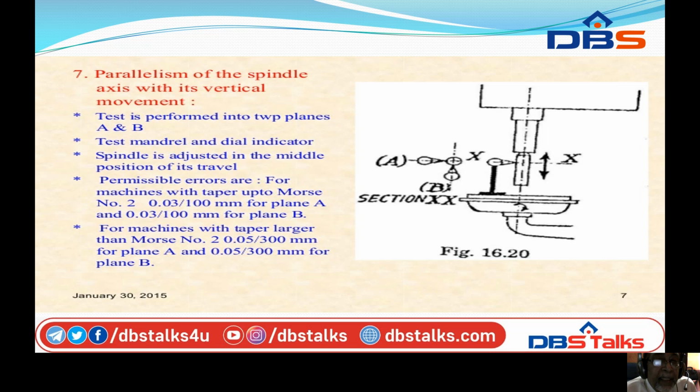The permissible error for machines with taper up to Morse number 2 is 0.03 per 100 millimeters for plane A, and 0.03 per 100 millimeters for plane B. So this error is allowed. For machines with taper larger than Morse taper number 2, it is 0.05 per 300 millimeters for plane A, and 0.05 per 300 millimeters for plane B. So if it is like this, we can allow it.